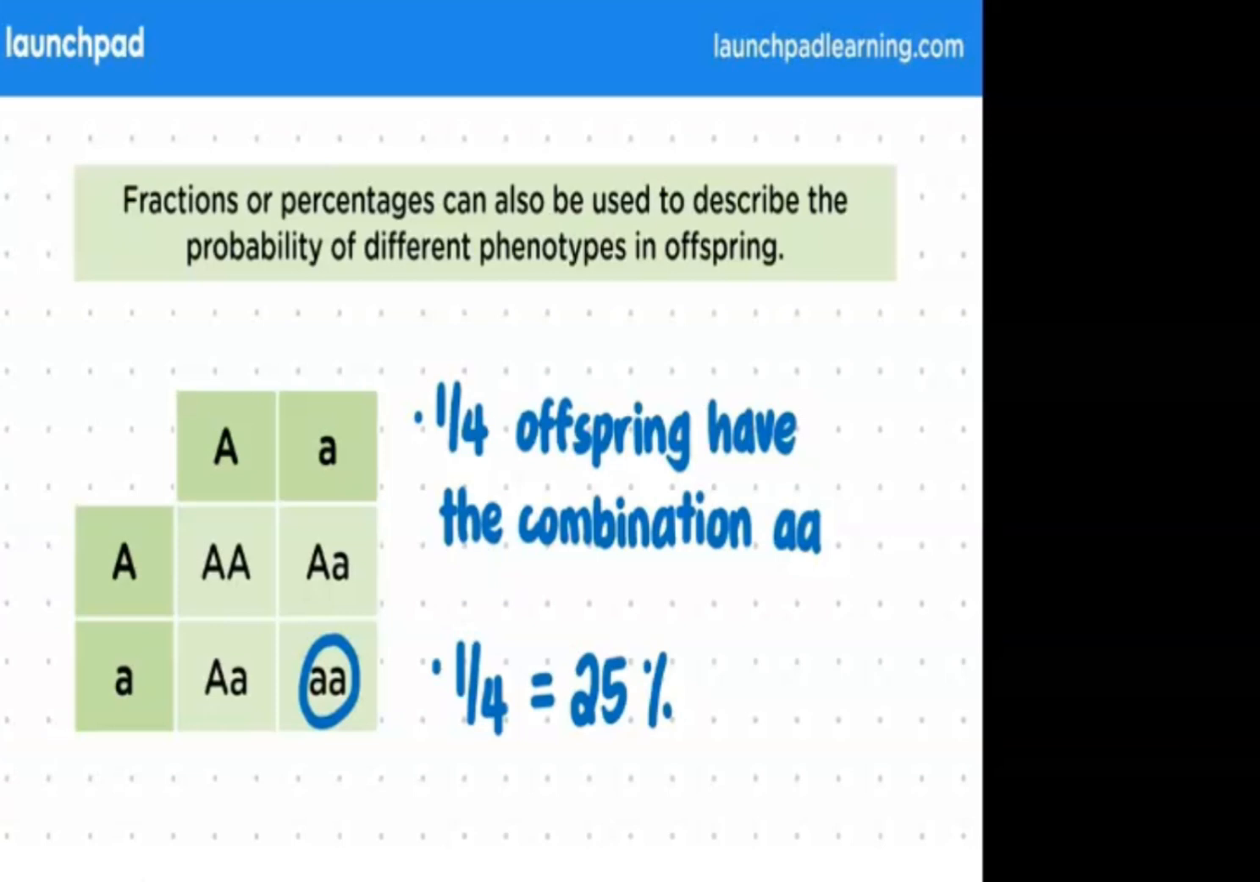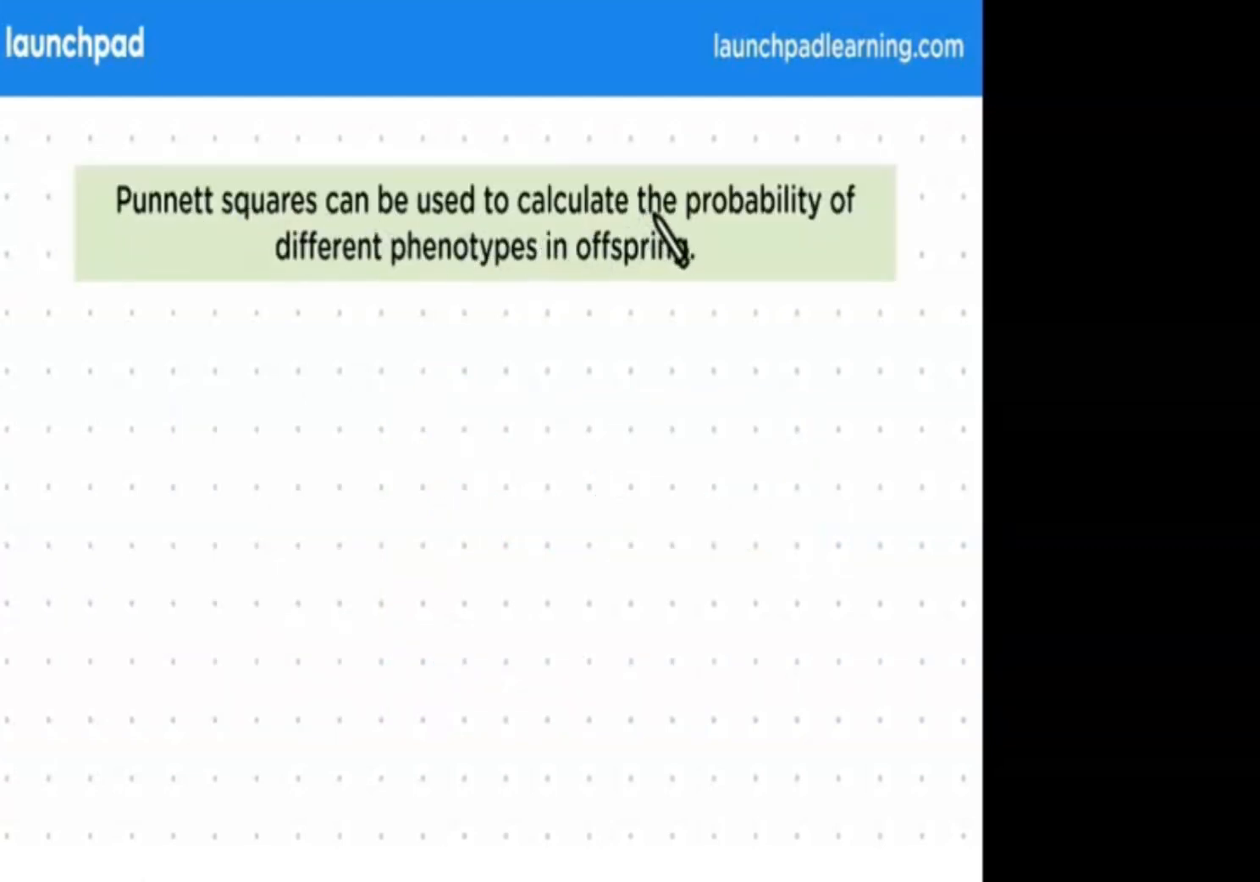It's important that you're able to interpret information from genetic crosses and also complete Punnett square diagrams like this one in the exams. Now let's take a look at a real-life example. Real-life application: Punnett squares can be used to calculate the probability of different phenotypes in offspring.